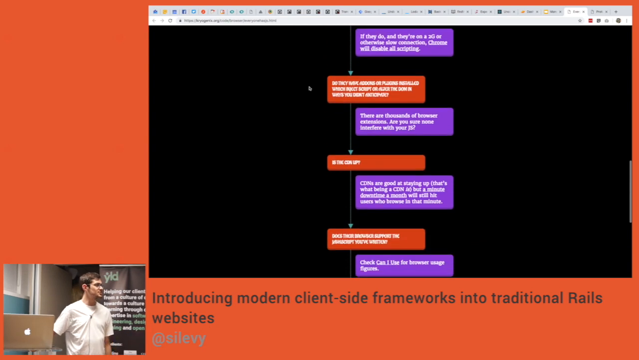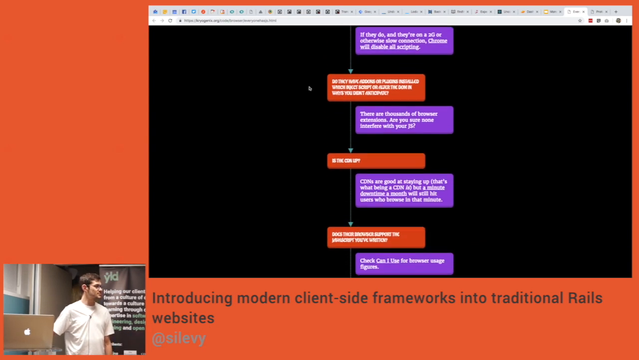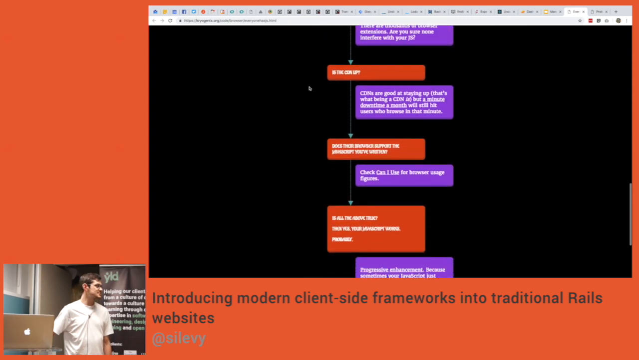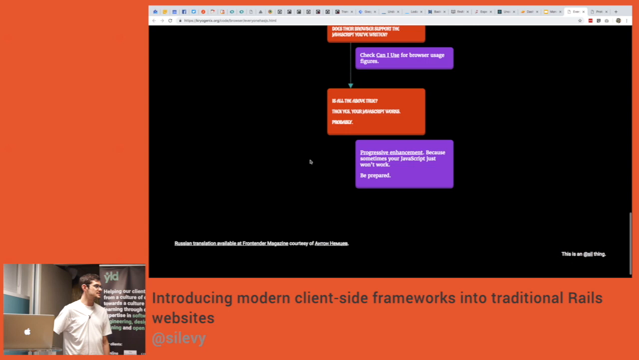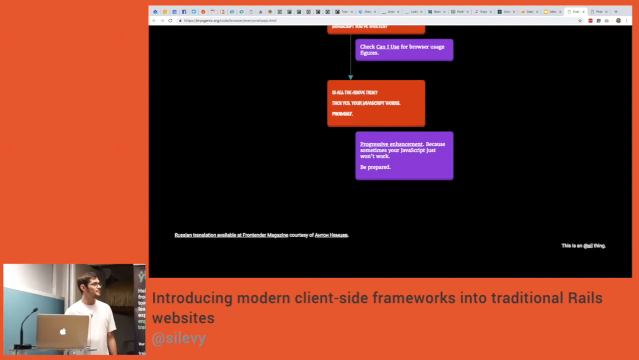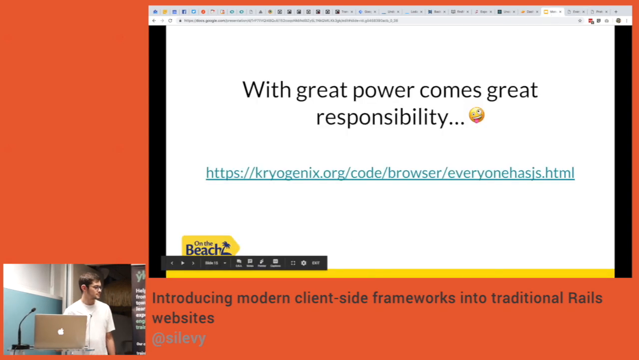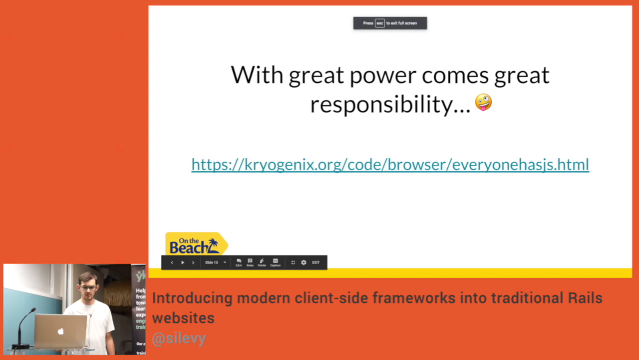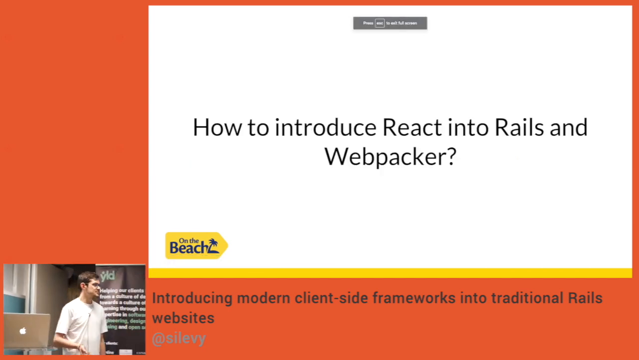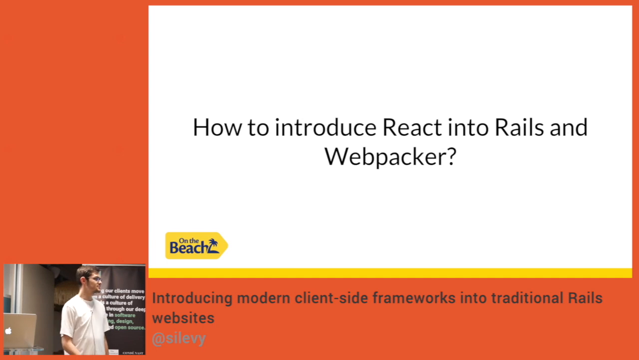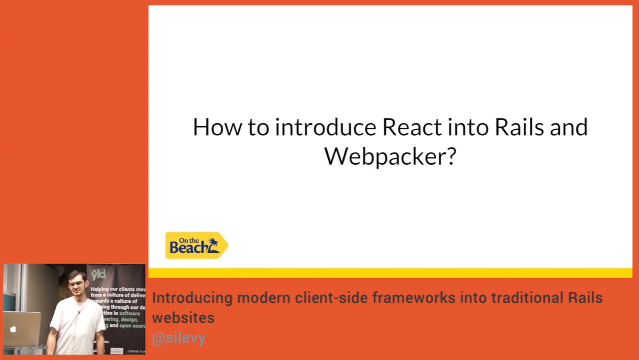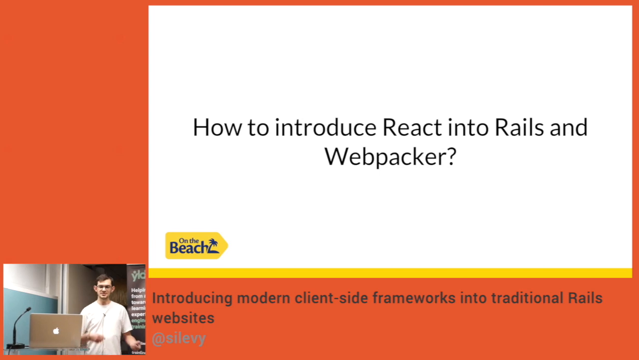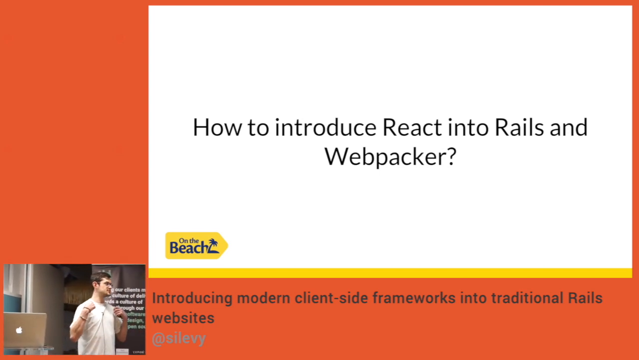Do they have any plugins or browser add-ons installed that affect it? Is your CDN up? And eventually, if all this is true, you might be okay to say your JavaScript's loaded on your website and you can run React and things like that. But there's a lot of hoops to get through. So how do we introduce React and modern frameworks into Rails and Webpacker in a progressively enhanced way, without taking these SPA techniques of just rendering everything on the client?